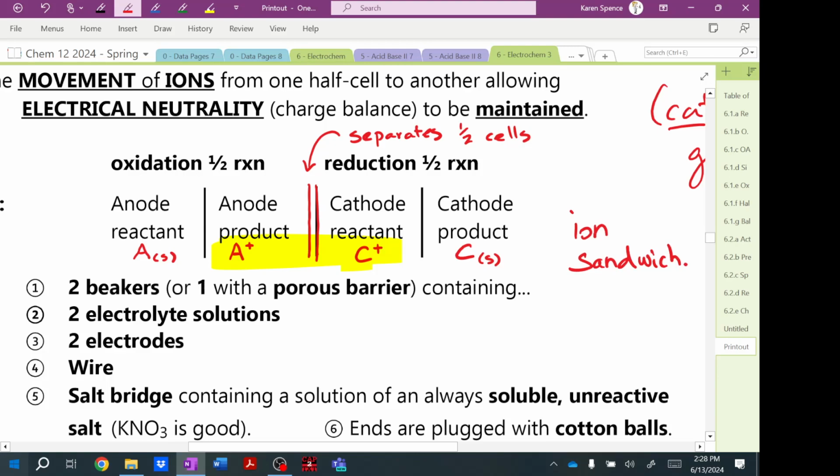Will this work for all cells? No, only if you've got a metal, metal ion, metal, metal ion. Okay, we'll look at some cells later that are a little bit different from that, but for now that'll do.